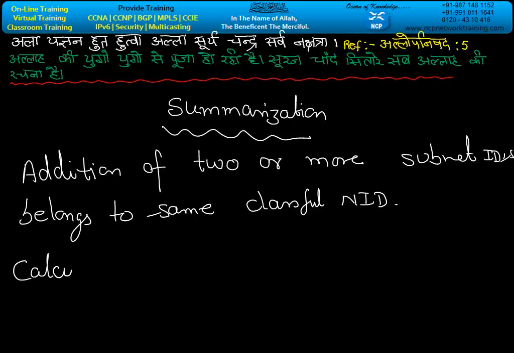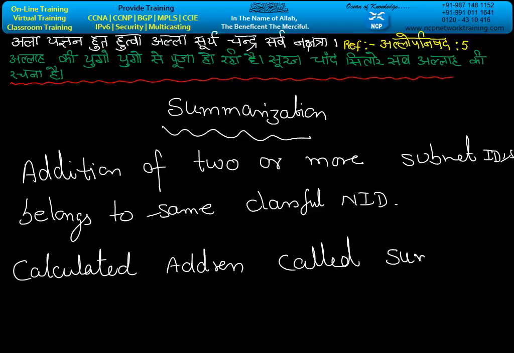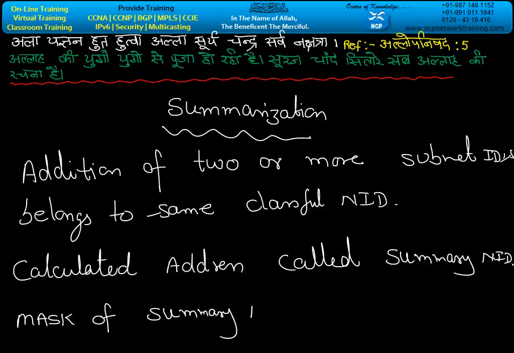Next point, calculated address called Summary NID. And third point, mask of Summary NID will be greater than default mask.